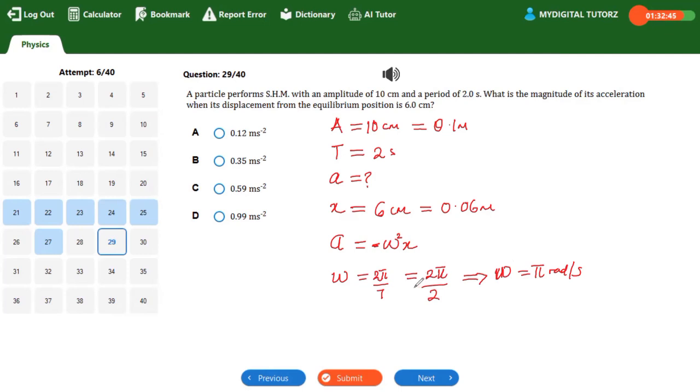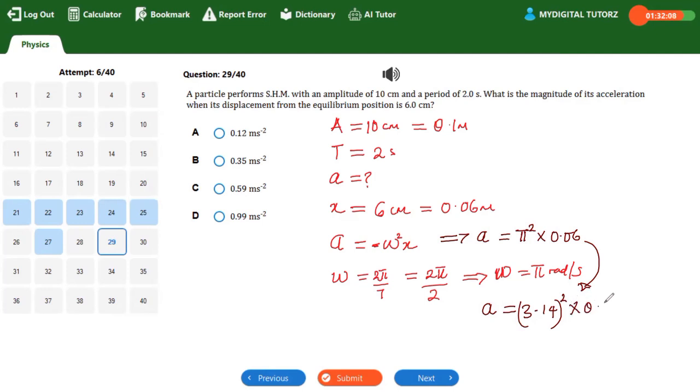So if I've gotten our omega, we can now come back to this formula for acceleration to input it. This implies that acceleration is equal to, remember the negative sign is just a sense of direction, pi squared, so for the omega, we have pi squared multiplied by the displacement from the equilibrium position, which is 0.06. So what is our pi? So a is equal to 3.14 all squared, right?